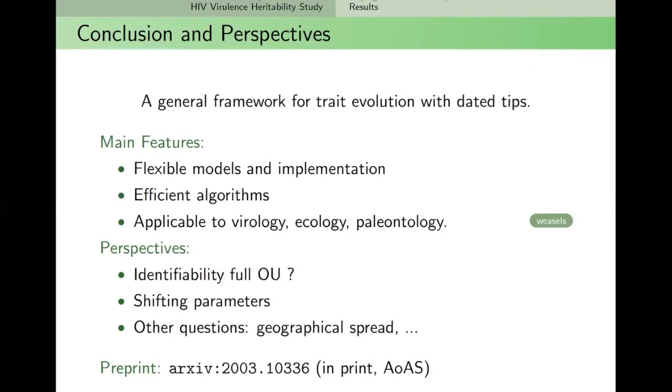Of course, you could imagine shifting parameters. For now, we assume that all the parameters are homogeneous across the whole tree, but of course for a big tree it's not realistic. So you could imagine ways to allow these parameters to shift, with adapted priors on these shifts. And of course you could apply that to different kinds of questions, such as geographical spread, for instance, and maybe a more adapted model for that, or any other related questions.